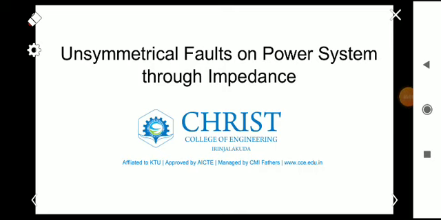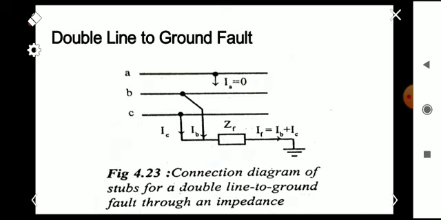Hi all, welcome to another video of the subject Power System Analysis based on KTU syllabus, and we are on module 2. In the previous videos we have discussed the unsymmetrical faults on power system through impedance in single line to ground fault and line to line fault, and in this video we are going to discuss the double line to ground fault on a power system through impedance.